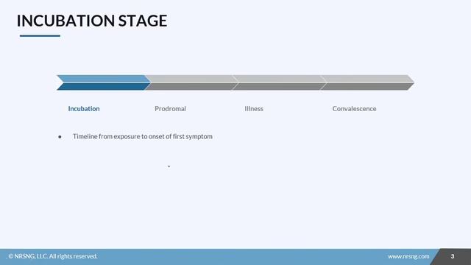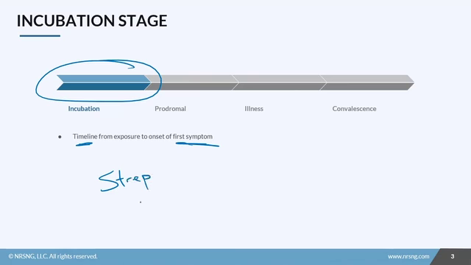This is the incubation stage. This is the very first part. This is a timeline from the first time you are exposed to a bacteria or virus to the very first symptom. So we're going to use strep throat as an example, seeing as both my kids right now have it, and I had it a ton as a kid, so I'm a pro when it comes to strep throat. The incubation period for strep is like 2 to 5 days.